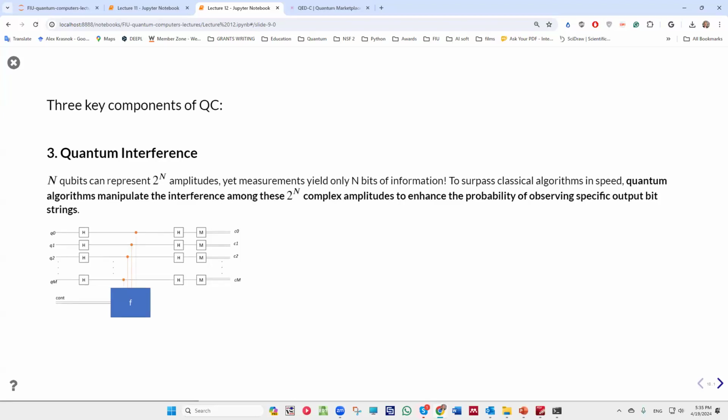There are many different algorithms. In our course, we discuss some of them, like the Grover search algorithm or the Deutsch algorithm or the quantum Fourier transform algorithm, and so on.